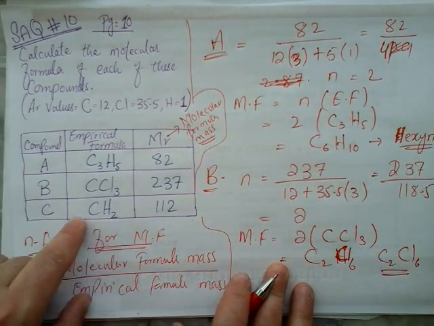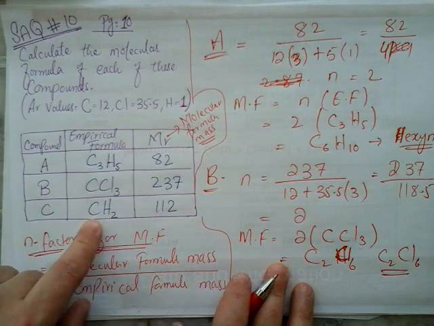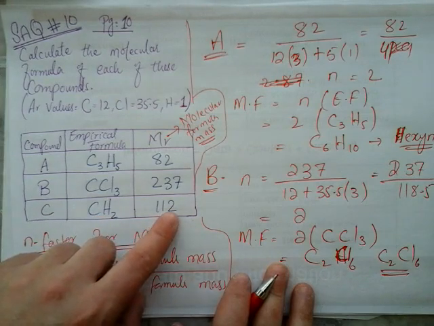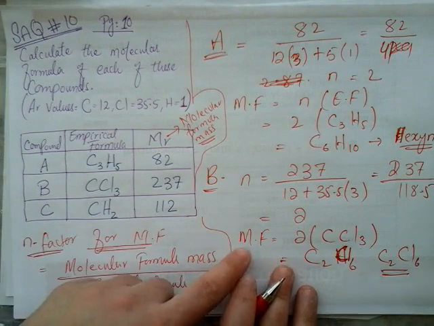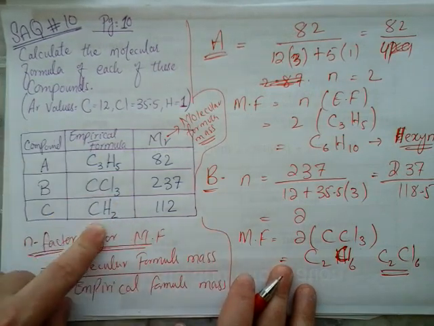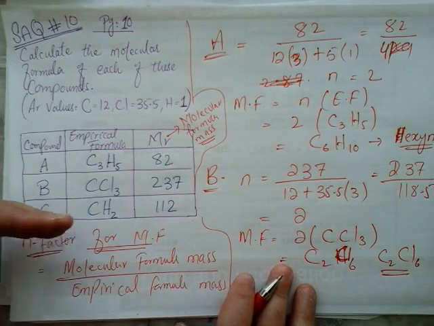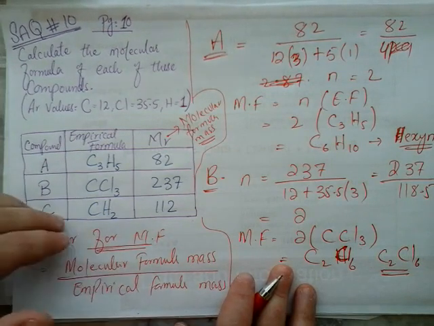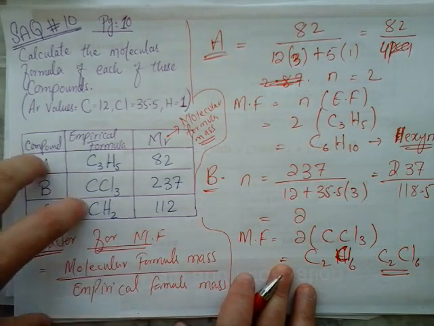You just need to find the empirical formula mass. Molecular formula mass is given, and after division you will find the N factor, and then you have to multiply the N factor with this formula, that is CH2. And if you are able to find it, then please write the answer in the comment section.